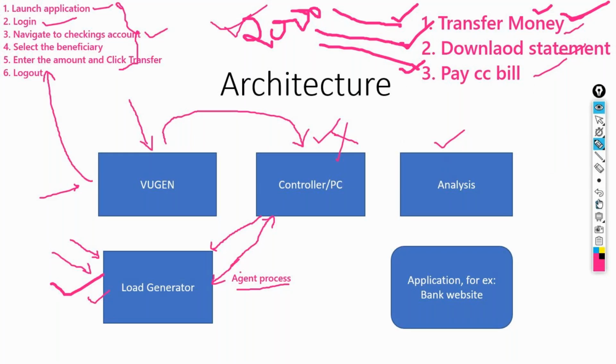Any questions? Did you guys understand these components? It's a very simple architecture, nothing much. There are multiple components, and each component has a specific purpose. We have to understand the purpose of the component, develop the scripts, configure the scenario, and run it accordingly. Any questions in this architecture? You can make a note of the questions, and we can discuss that at the end.